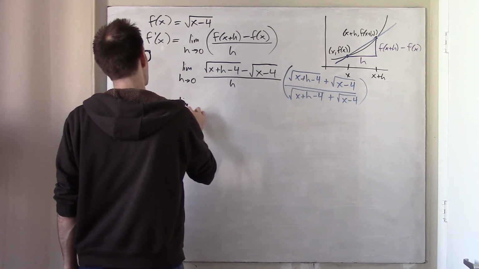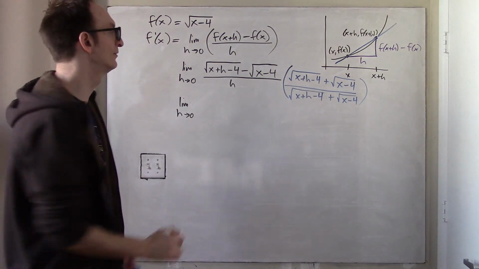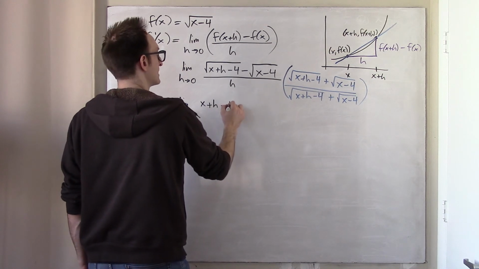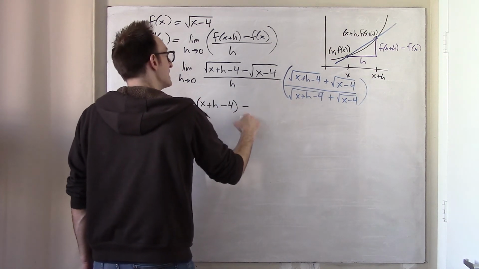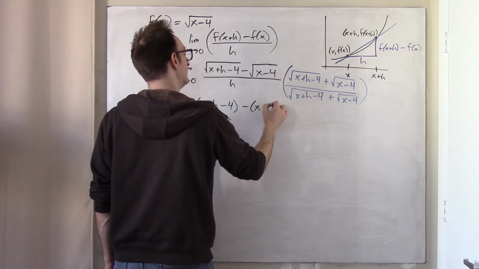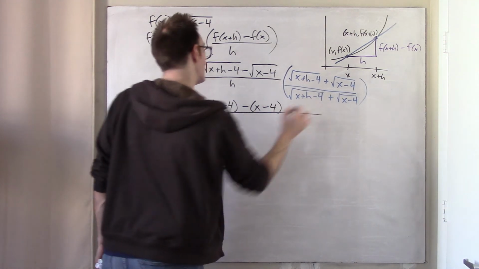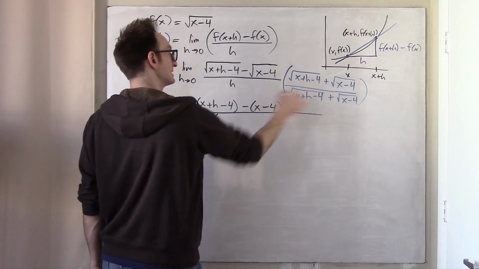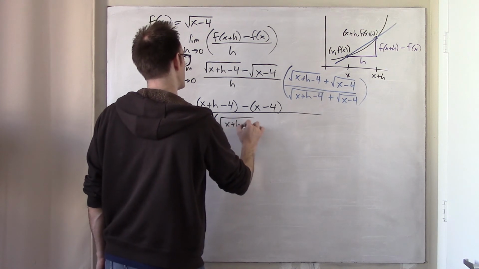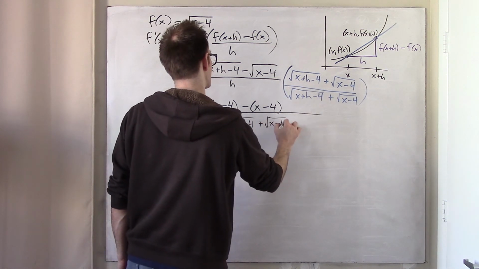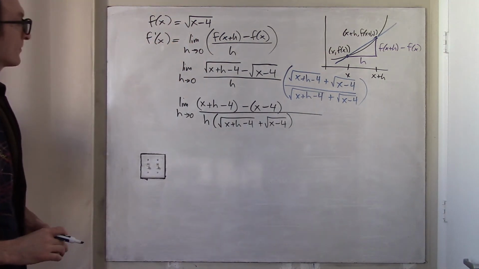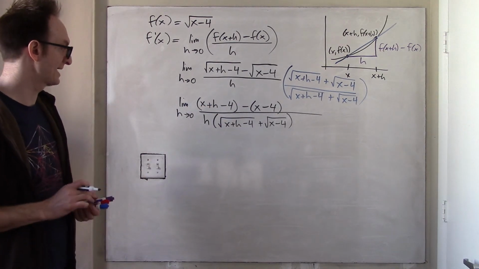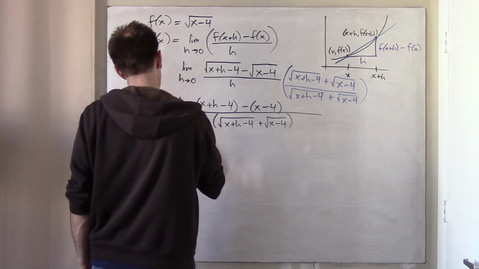So what do we get? The limit as h approaches 0 of, well, it's a difference of squares in the top, of course. So that's x plus h minus 4 minus x minus 4. Maybe this is not so hard. Okay, and then on the bottom I have h, and then just leave that. So that's root x plus h minus 4 plus root x minus 4. Alright, well when I distribute this through, I get minus x plus 4. So everything's going to cancel except for the h. So yeah, maybe this one's just not that hard.